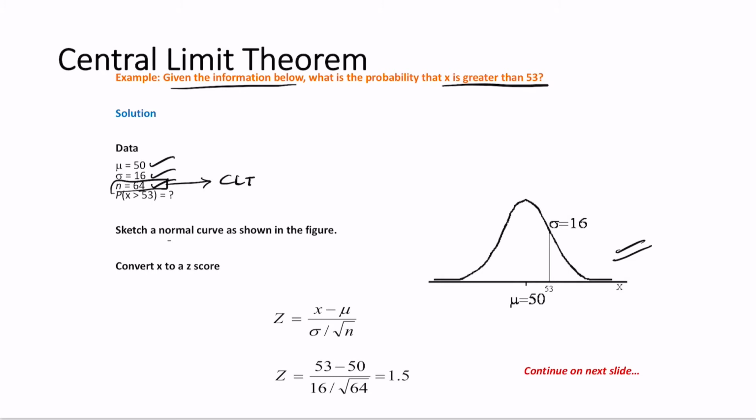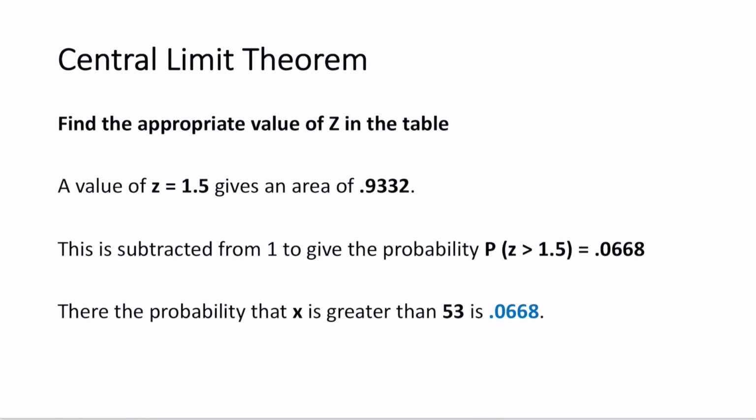So the z becomes x minus mu by sigma by root n. x here is 53. So 53 minus 50 by 16 by root 64. That gives you 1.5. So P of x greater than 53 becomes equal to P of z greater than 1.5. So we are basically finding this probability.